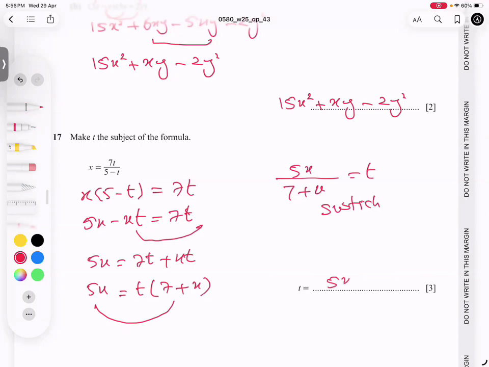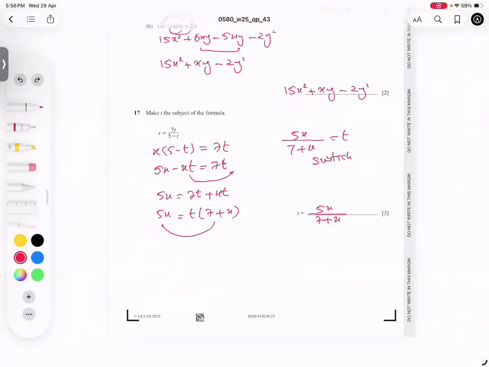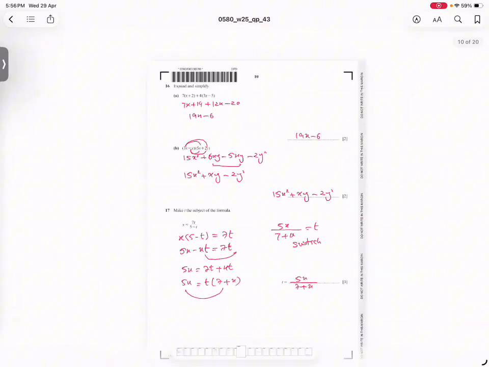So no problem at all. While switching, the sign never changes. I hope the point is very clear. At the end you have x(7 plus x) or x(x plus 7), both are correct. This page is clear. Let's go to the next page.